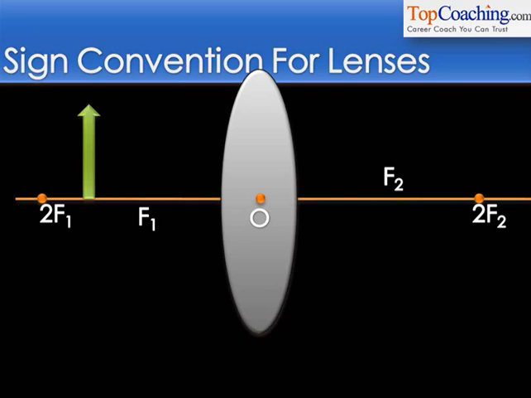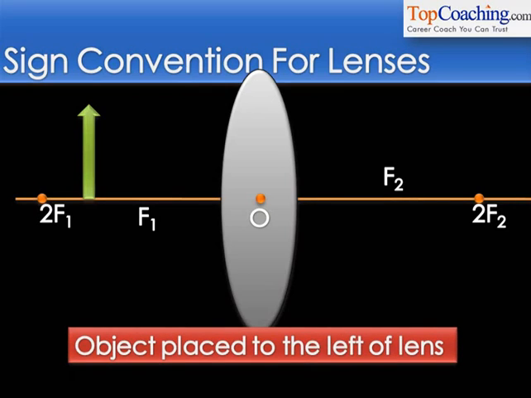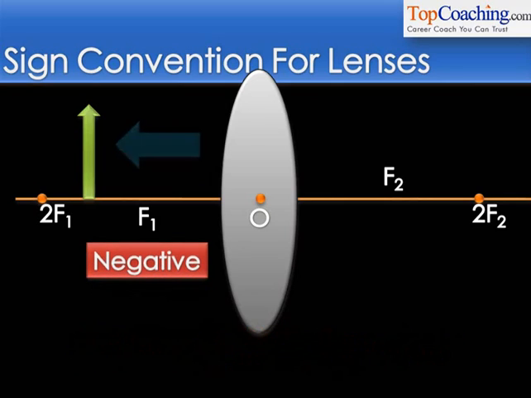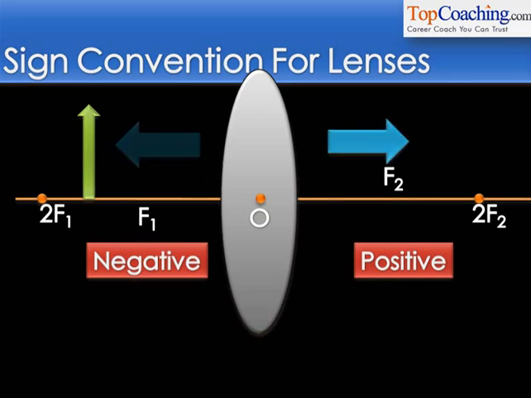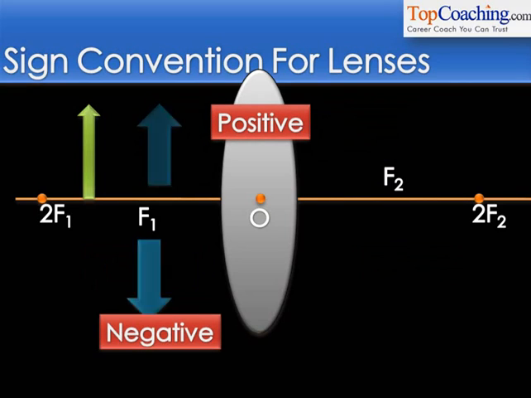The sign convention for lenses is exactly the same as the sign convention for mirrors. The object is placed to the left of the lens in this case too, as the object was placed to the left of the mirror in those cases. Similarly, the left direction from the lens is taken to be negative, the right direction is taken to be positive. The lower direction is taken to be negative, and the direction above the principal axis is taken to be positive. Understood? All distances are measured from the optical center of the lens. So this is the basic sign convention for lenses.